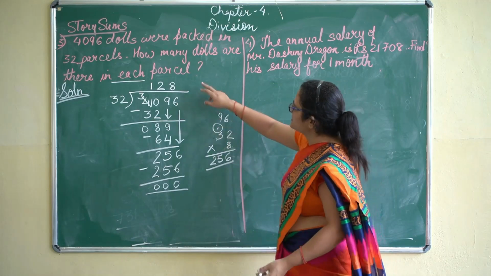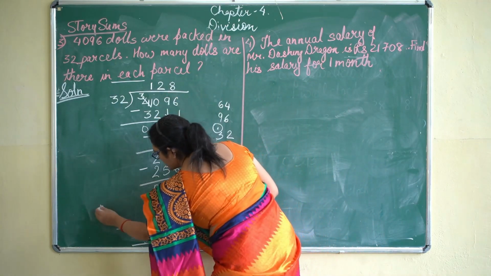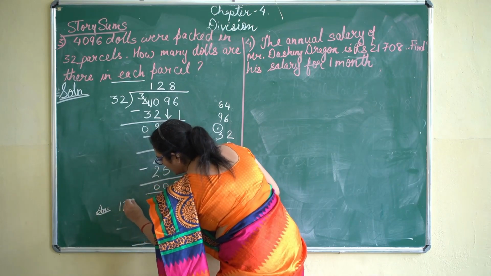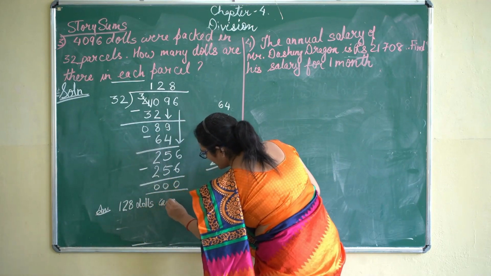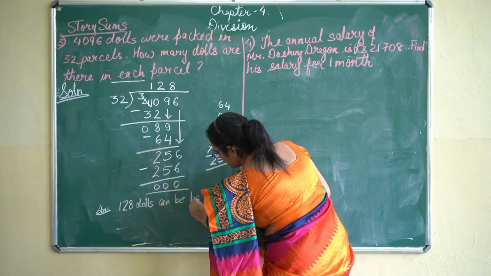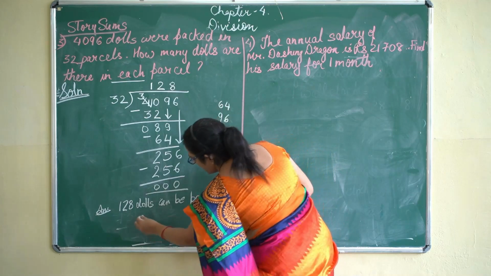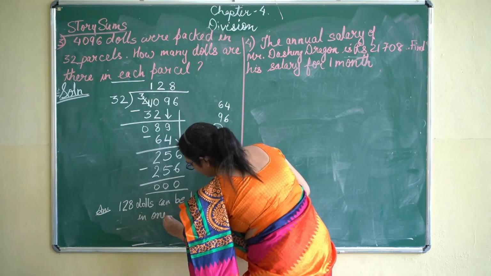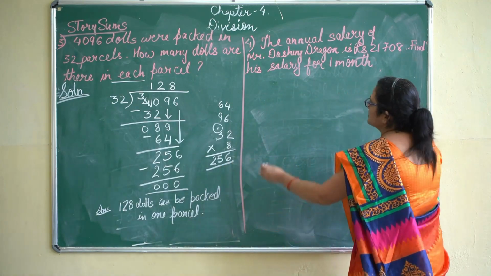So in each parcel, how many dolls can you pack? 128. So how will you write? 128 dolls can be packed in one parcel. Okay. Next question.